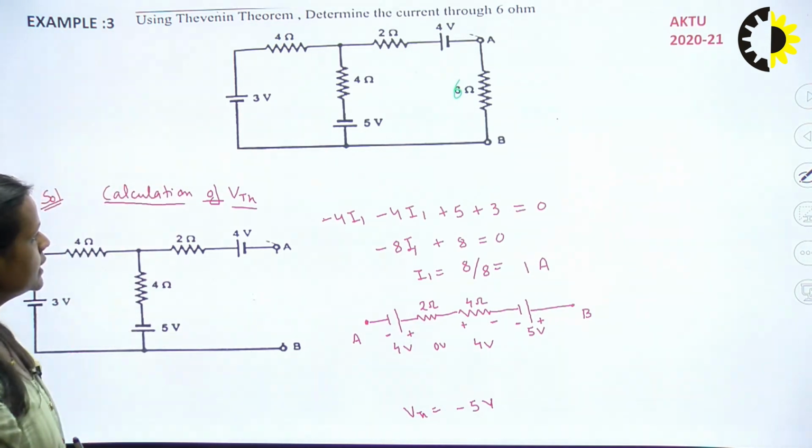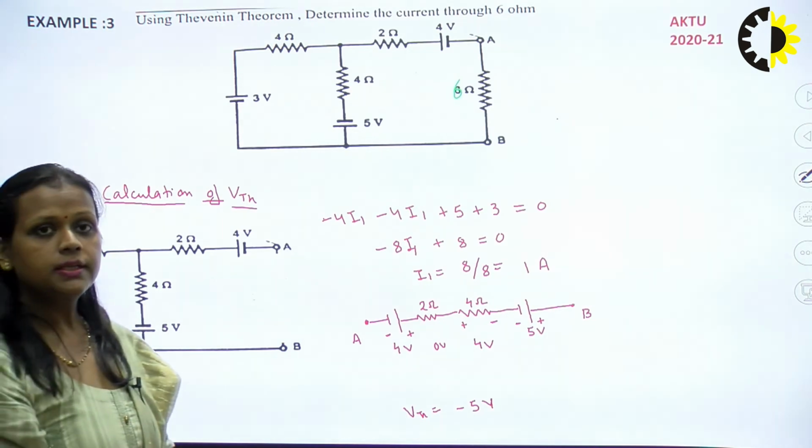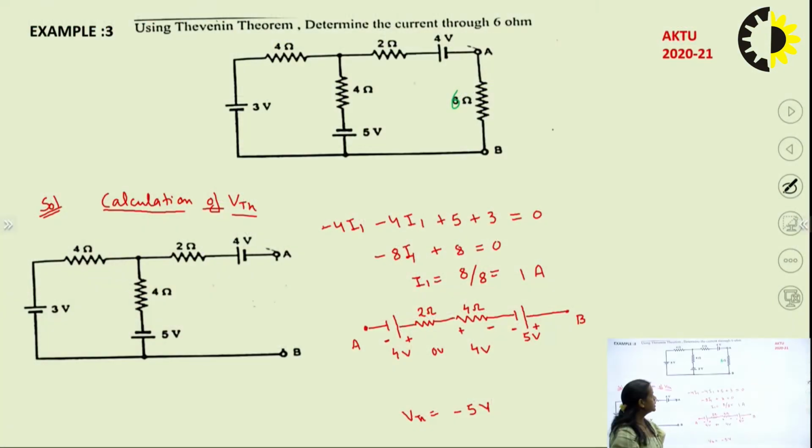So similarly, first we will calculate the VTH. For calculating VTH, we will remove this resistance, right? It means we will open this terminal. So A and B is now open. So if you consider all the voltage through this path, this will be equal to the VTH, right? So to know all the voltage here, we know it is 4 volt.